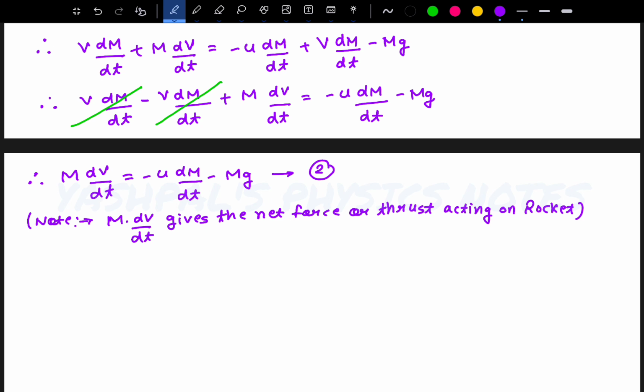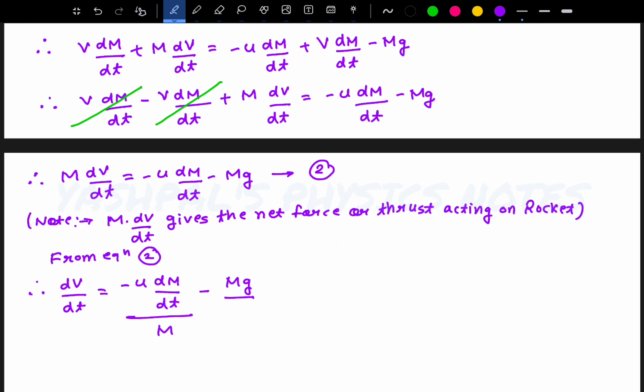Now from equation 2, I can transfer this capital M to the RHS. In the LHS it is in multiplication, so after going to the RHS it will be in division. Therefore dV by dt is equal to minus u dM by dt upon capital M, minus Mg upon capital M. Here I can cancel out the capital M and capital M.